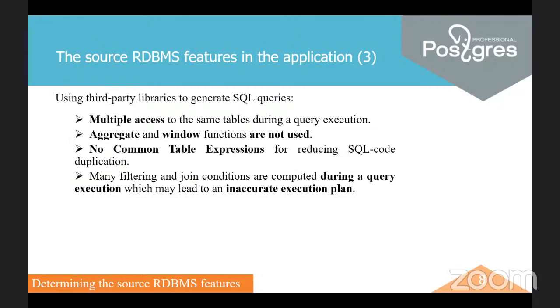Okay, and what about the application itself? In many cases, some third-party libraries are used to generate SQL statements such as Hibernate, NHibernate, Link to SQL, SQL Alchemy, ADO.NET Entity, and many others. In most cases, they produce queries that use multiple access to the same tables, which may lead to a poor performance, especially when the target objects are large in terms of row count. By default, aggregate and window functions are not used. As far as I know, in Hibernate, for example, you should use special annotations to activate them. Also, by default, there is no common table expression for reducing SQL code duplication. And as it has just been mentioned, many filtering and join conditions are computed during a query execution, which may lead to inaccurate execution plan. In common, if some developer needs to write a complex query, perhaps it's better to use a database dialect, since it's more powerful than an object relational mapping library.